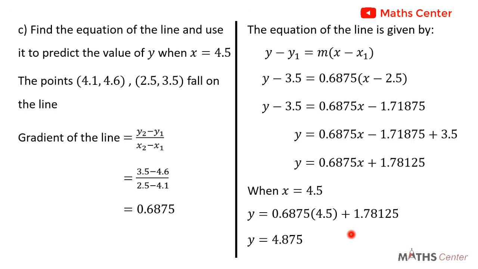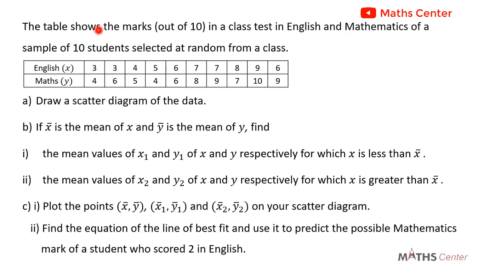Let's consider another question on drawing the line of best fit, or the regression line of y on x, using the semi-averages method. The table shows the marks out of 10 in a class test in English and mathematics of a sample of 10 students selected at random from a class. In the table, we have the English scores given to us as x, and the mathematics scores given to us as y. The first part of the question says to draw a scatter diagram of the data.